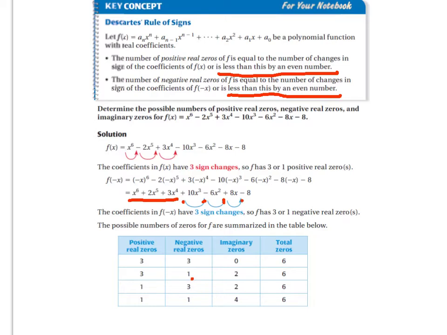Now the number of imaginary zeros is going to depend on what happens with these 2 parts, with the positive and negative. We know that since it's an x to the 6th, we should expect 6 solutions. So 3 plus 3 is 6, which means no imaginaries. But the negatives could go down by 2. So we could have 3 positive and only 1 negative, which leaves room for 2 imaginary zeros, which gives us a total of 6. Or we could have 1 positive and 3 negatives, which leaves room for 2 imaginary zeros.